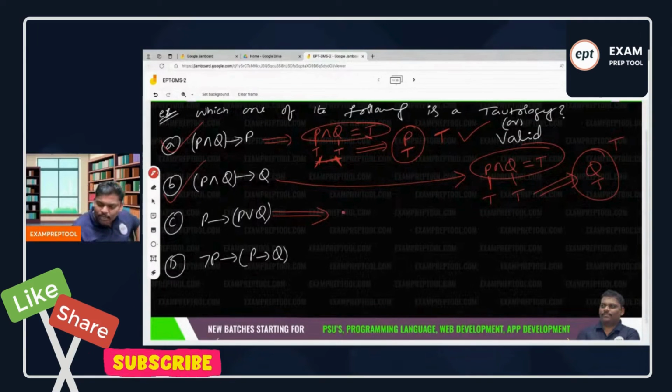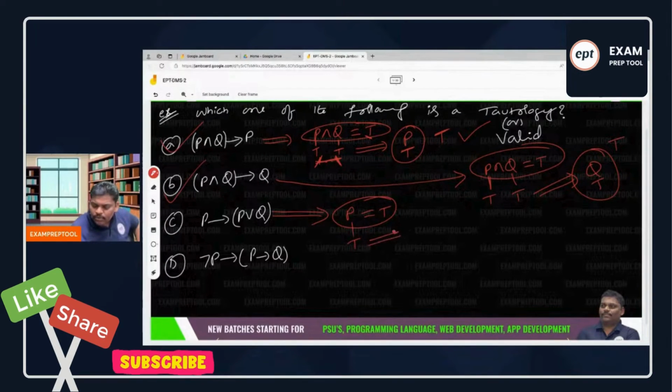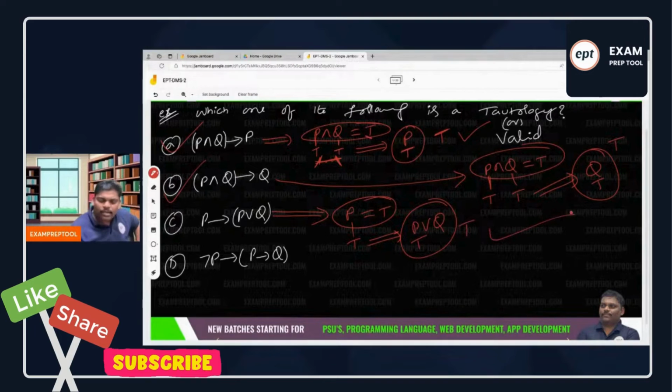Come here now. Everyone see this one. P goes to PRQ. Can you see this one? Left to true. Everyone listen. Left to true. So P is true. So using this information, can you see this one? PRQ, it is true. Overall true. It is a bacha problem here.